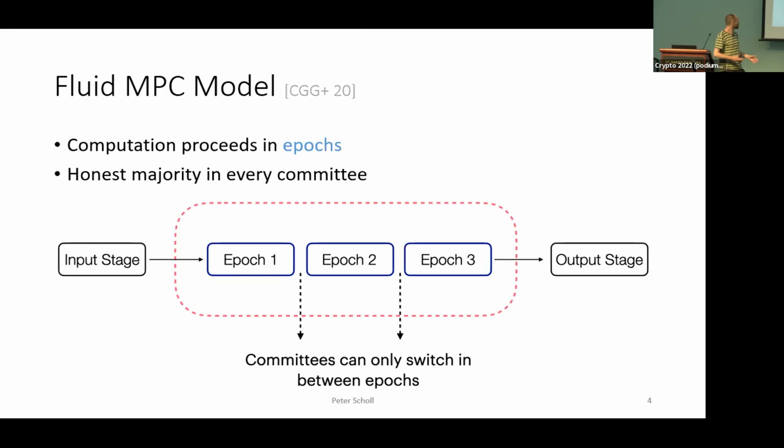Outside of these epochs, we also have an input and output stage where the input providing and output receiving parties have to be involved, but those are treated separately. And the security assumption of the original fluid MPC work is that within any given epoch, that committee of parties always has to have an honest majority.